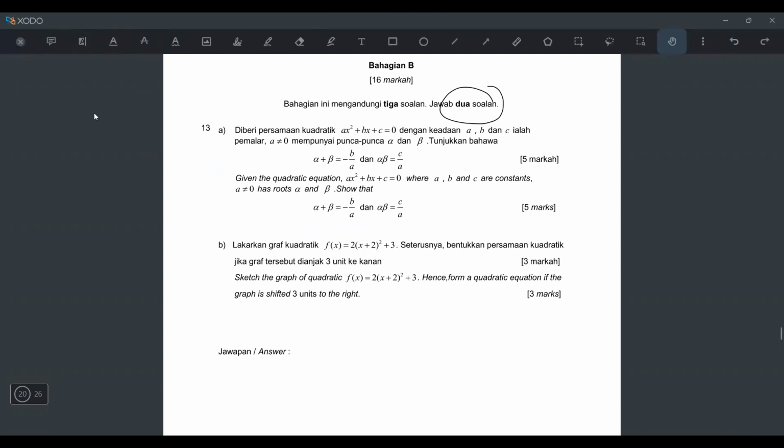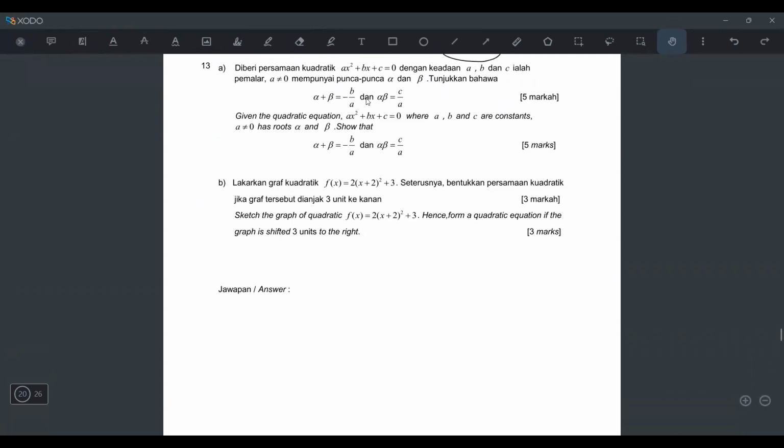Okay, 13, this is definitely the quadratic chapter. Okay, you see all this alpha, beta, then you know already.